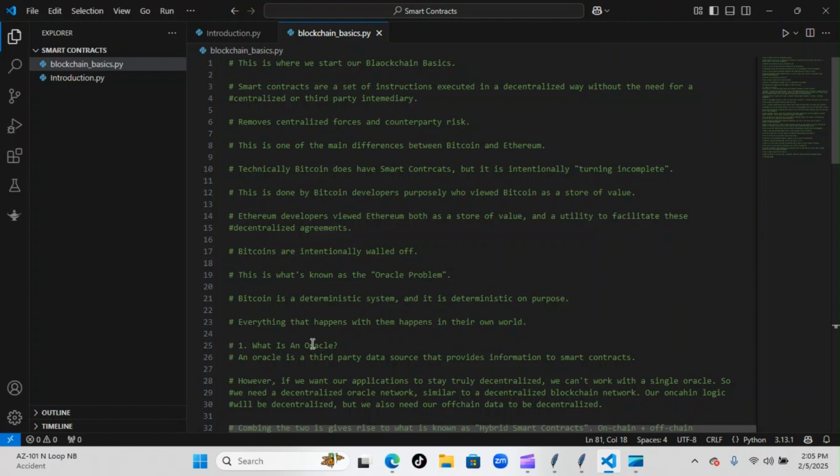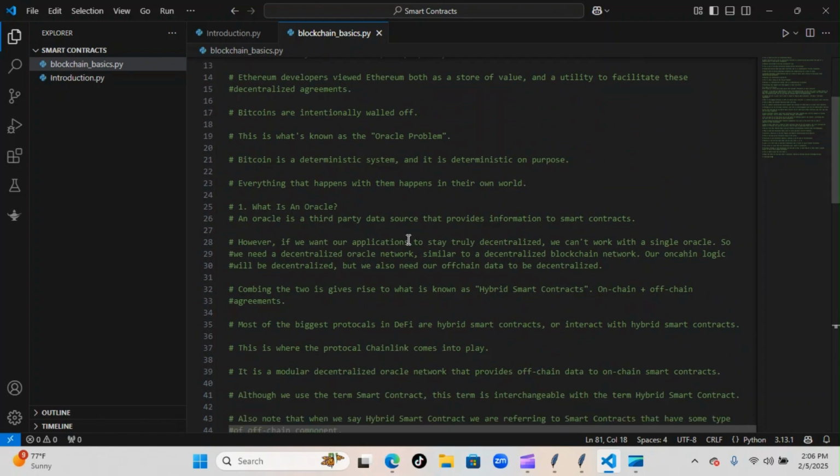Now, what is an oracle? An oracle is a third-party data source that provides information to smart contracts. Since Bitcoin is a walled-off platform, it's hard to get third-party information to make the platform run more efficiently. So there are things that are implemented to make sure Bitcoin can access third-party information that'll make the platform run more efficiently, more data-driven.